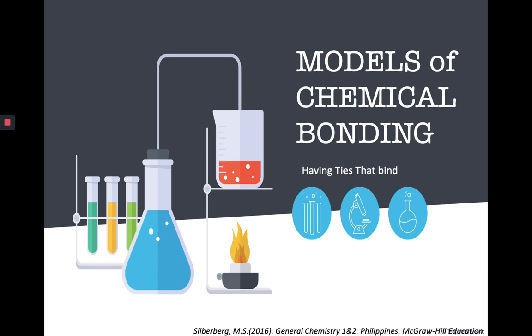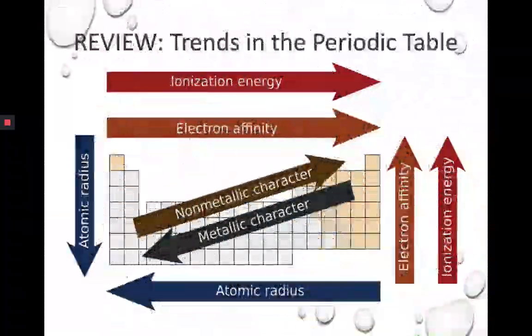Hi everyone, in this video we are going to talk about the models of chemical bonding. So we were done talking about atoms and their different properties. Now it's time to talk about how atoms combine with each other to form the substances that we know and are familiar with. As a review, we talked about the different trends in atomic properties and the trends in the periodic table, which is primarily summarized by this illustration.